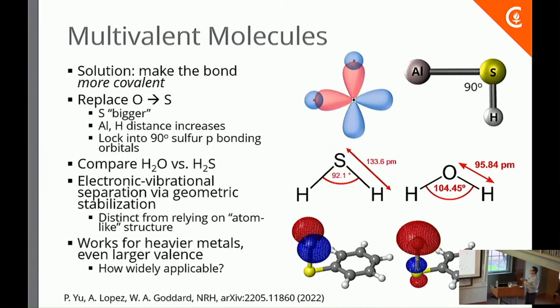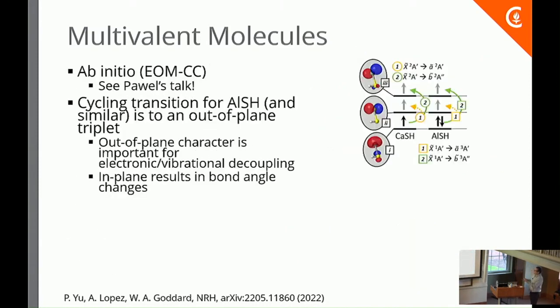So yeah, we didn't just hand wave. We did proper ab initio calculations. If you saw Pavel's talk yesterday, those are exactly the tools that we use, with a lot of help from Pavel and Anna's group. We used these EOM-CC methods. And the cycling transition, for AlSH for example, and the similar ones, is from this ground state to, in particular, this out-of-plane excited triplet state. That's important for this decoupling of the bond angle and the electronic state.